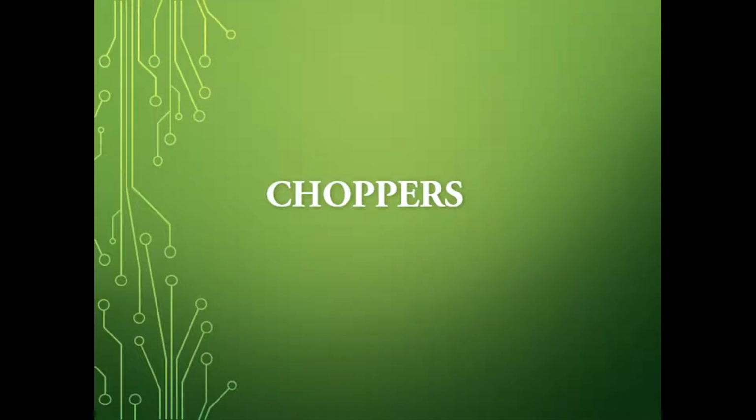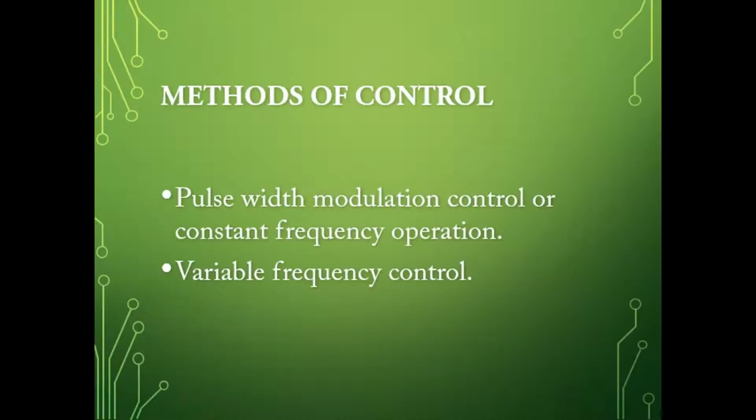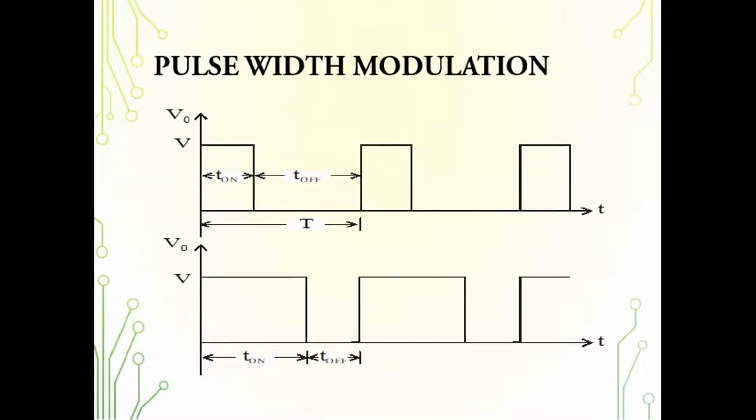In this session, let us see how we can obtain a variable DC output voltage. There are two methods of obtaining a variable DC output voltage. First one is the pulse width modulation control, or the constant frequency operation, and the second one is the variable frequency control. In the pulse width modulation control, you can observe here there are two waveforms.